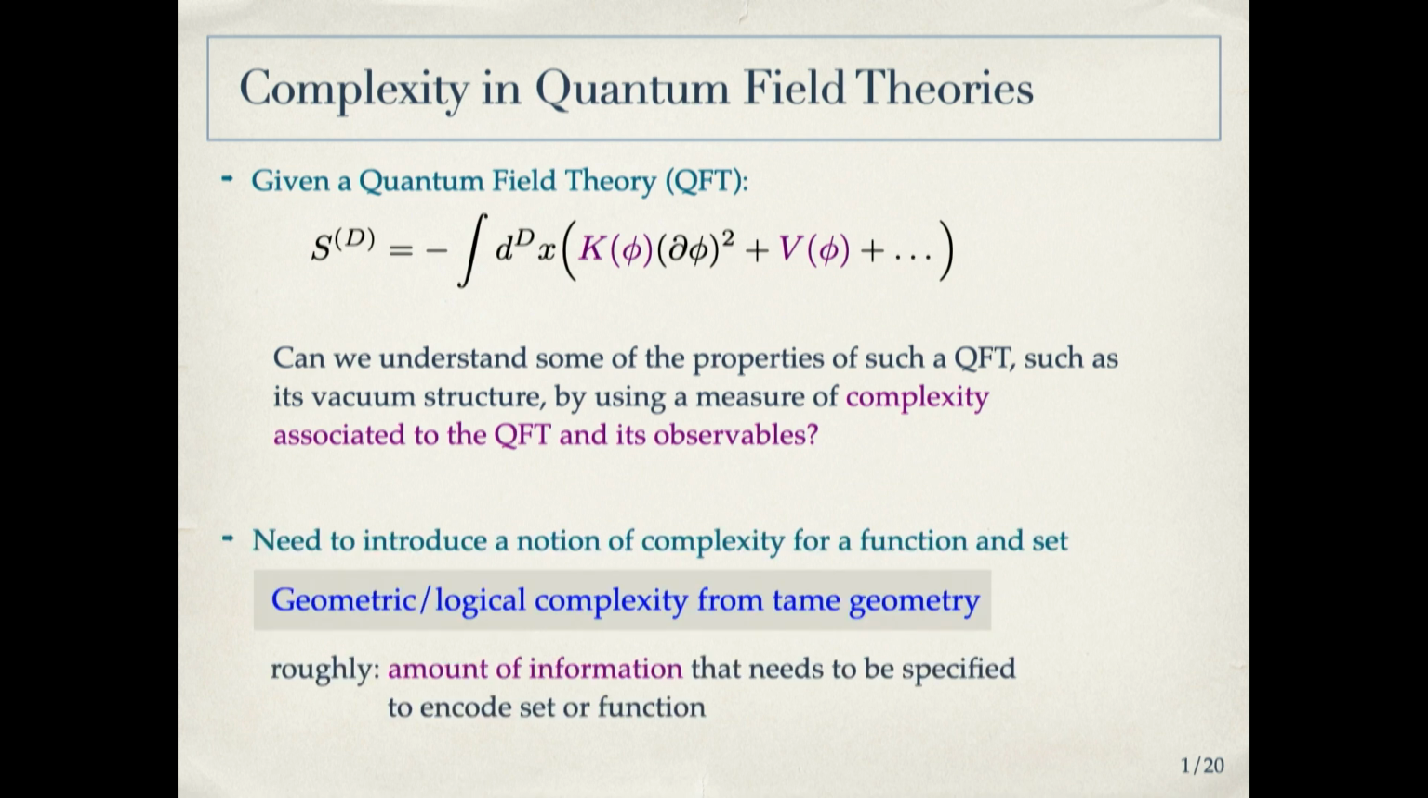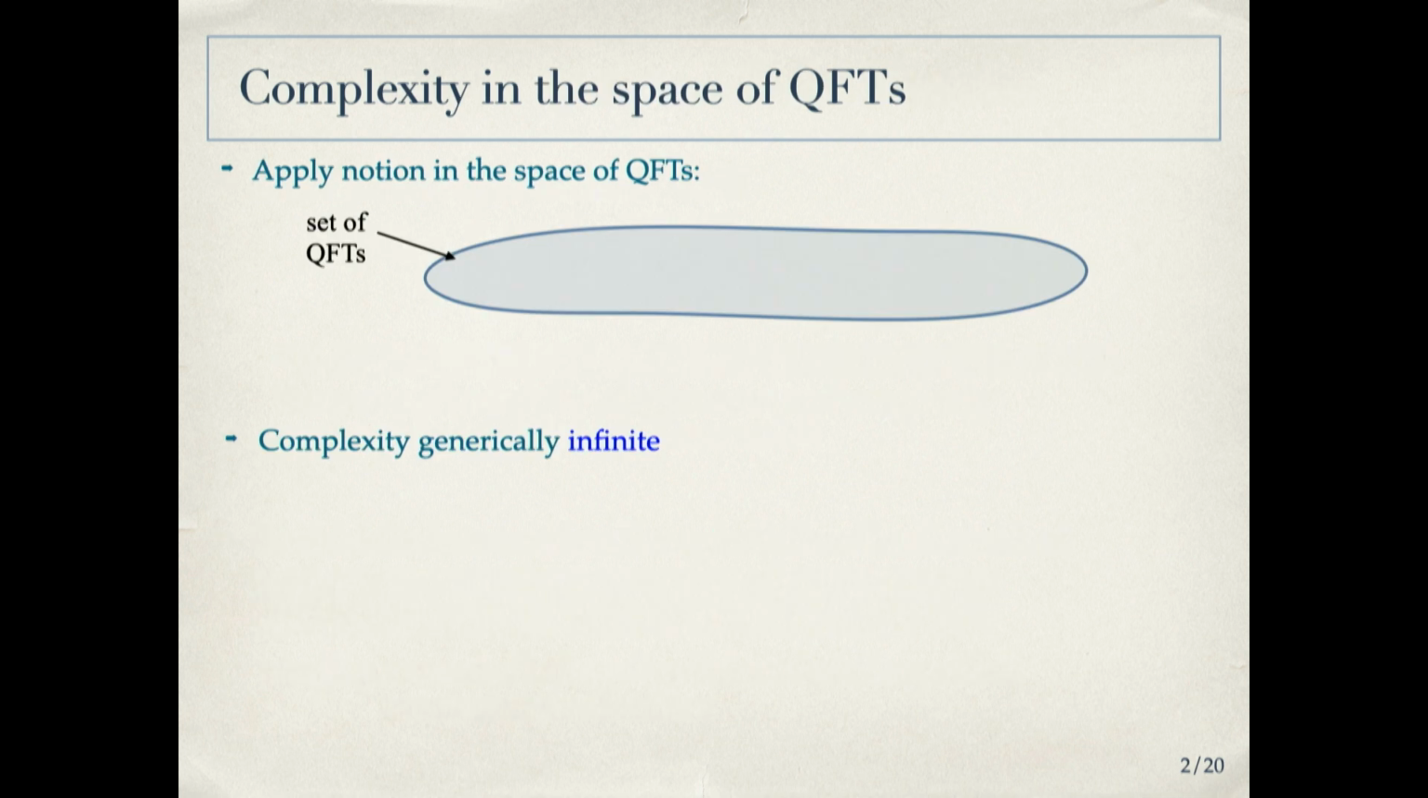In order to do that, I have to tell you what sort of complexity I'm using, and the suggestion is that we use something which is called geometric or maybe logical complexity, which arises within the field of tame geometry. This is really a notion of complexity which is assigned to a function or a set. And if you want to have a rough feeling for what it means, it counts the amount of information you need to specify to encode the function or the set.